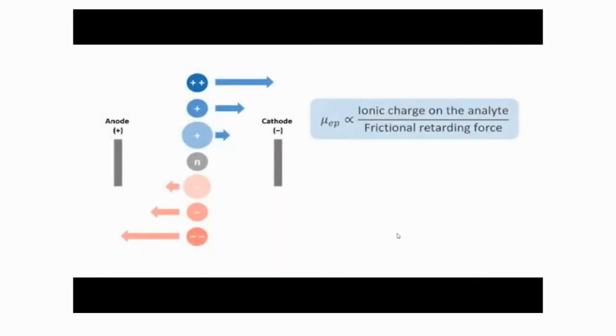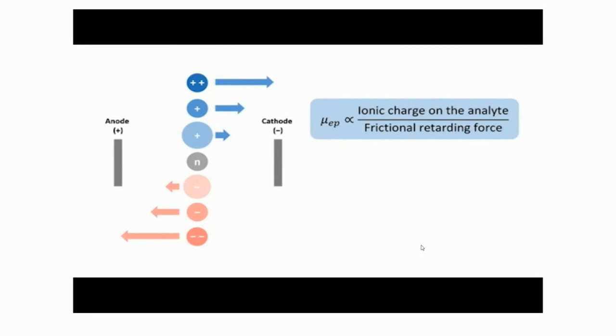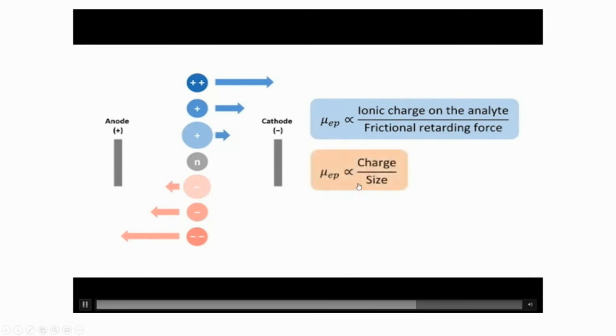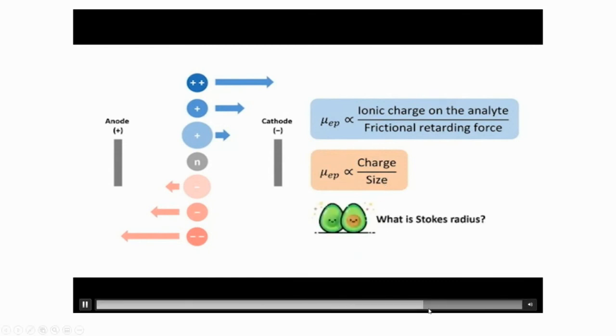In summary, the electrophoretic mobility is directly proportional to the ionic charge on the analyte and inversely proportional to the frictional retarding factors, such as the size and shape of the analyte, as well as the viscosity of the medium. Or it simply means that the electrophoretic mobility is directly proportional to the charge to size ratio of the analytes. But there's a catch here. Since the electrophoretic mobility is related to the frictional retarding factors, the size that we are referring to here is not the ionic radius of the analyte, but the Stokes radius. So the next question is, what is Stokes radius?